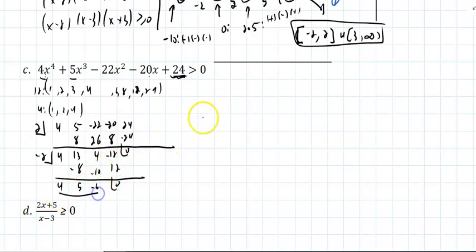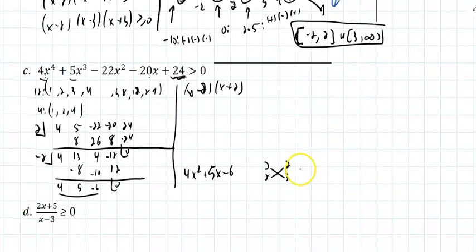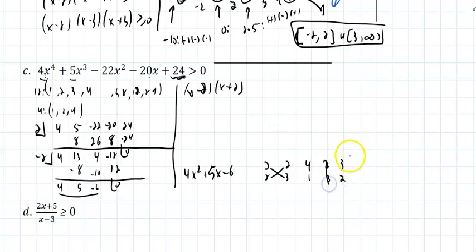Oh, and this is quadratic. So this is actually, I'm looking at x minus 2 into x plus 2. And if I look at 4x squared plus 5x minus 6, that factors into 6 minus 4, that's not working. So 4 and 1, 2 and 3, 3 and 2, oh, there it is, right there.